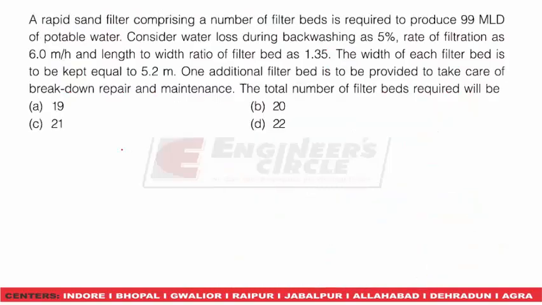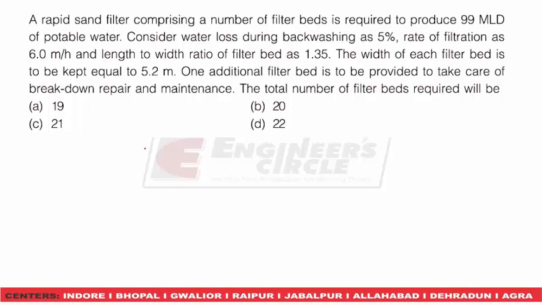The next question is, a rapid sand filter comprising a number of filter beds is required to produce 99 mld of potable water. Consider water loss during backwashing as 5%, rate of infiltration as 6 meter per hour, and length to width ratio of filter bed as 1.35. The width of each filter bed is kept equal to 5.2 meter. One additional filter bed is to be provided to take care of breakdown, repair and maintenance. The total number of filter beds required will be.